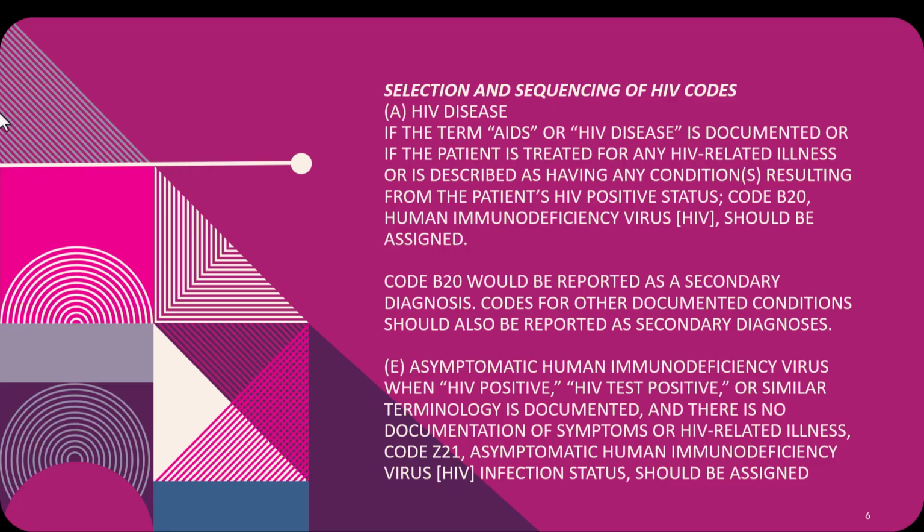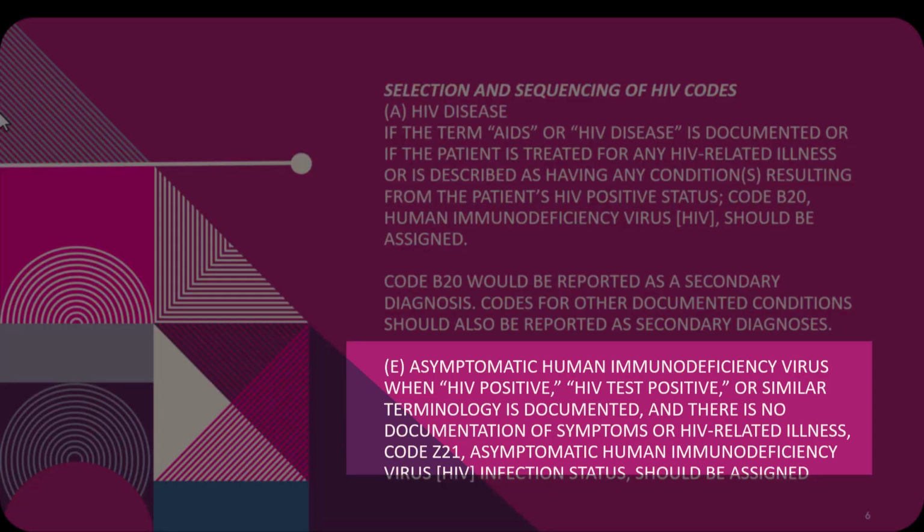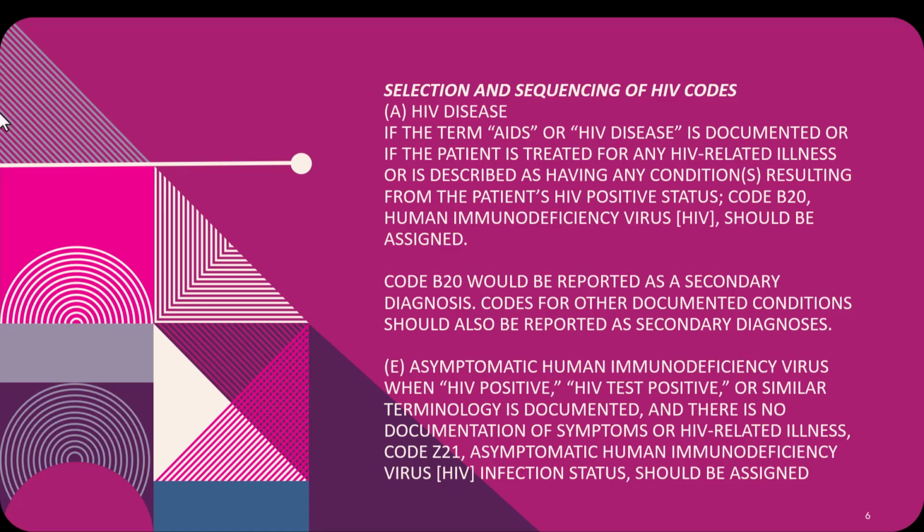And the last one has to do with asymptomatic HIV. Test or similar terminology is documented and there's no documentation of symptoms. It tells you to use Z. Now, is this stuff new?